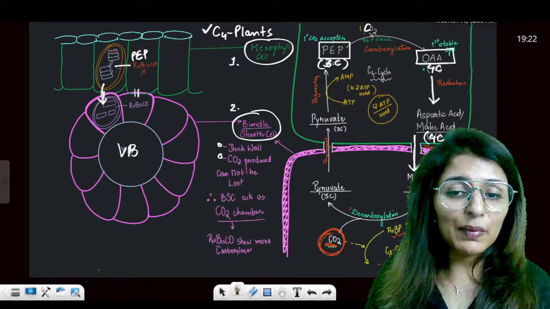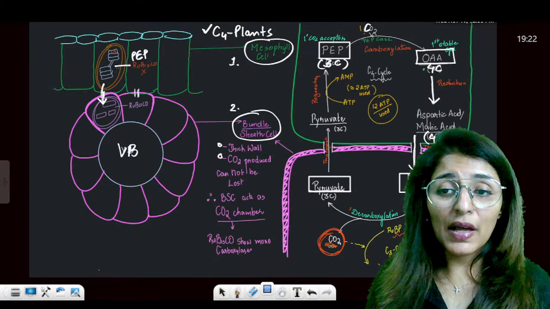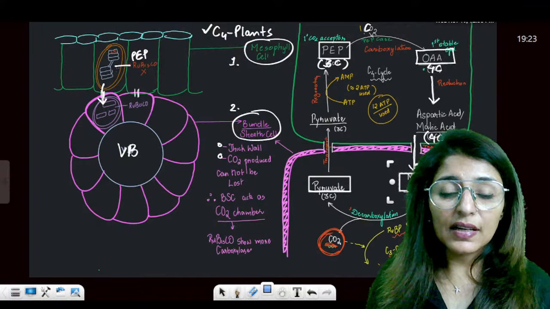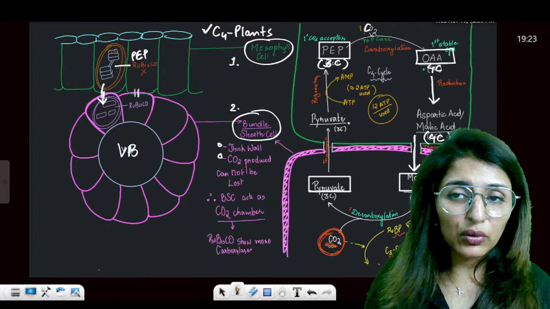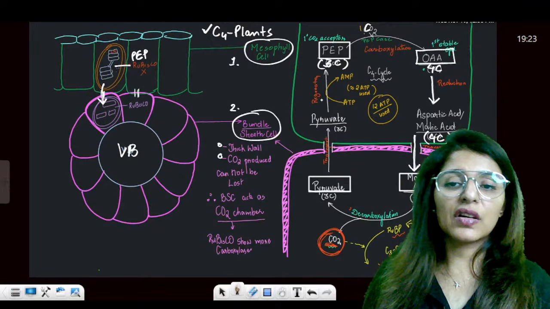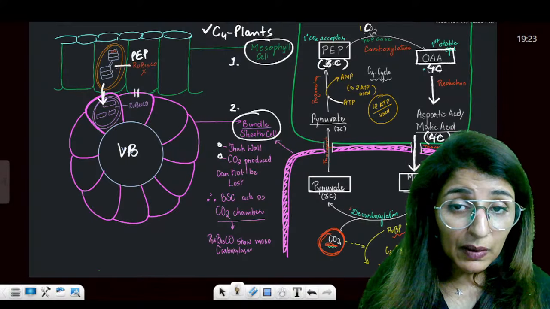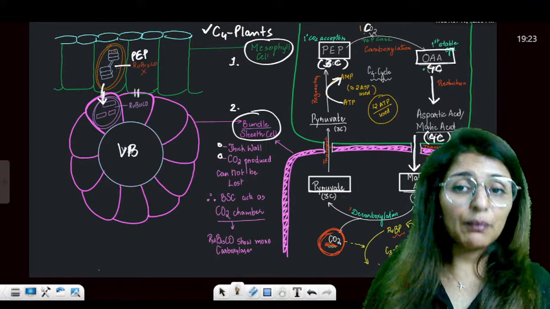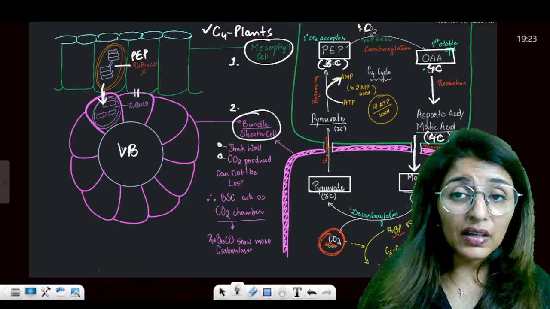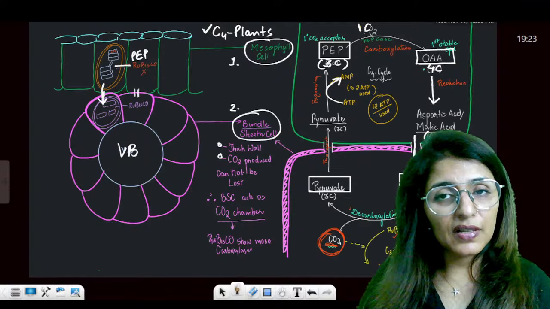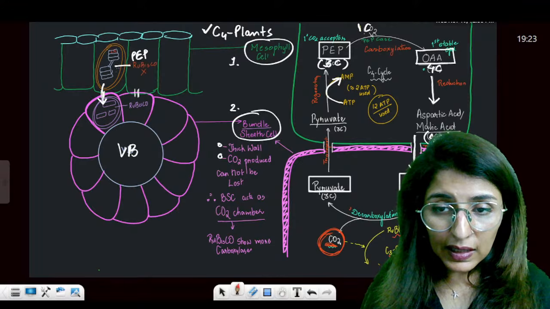So from 4C, it will become a 3-carbon compound, which is pyruvate. So from malic acid, it will form pyruvate. Is that clear? So pyruvate is a 3-carbon compound. This pyruvate goes back into the mesophyll and will help in regeneration of PEP. Is that clear? And during regeneration, one ATP molecule will be converted to one AMP, which is equivalent to 2 ATP molecules. Just understand, this is for one carbon dioxide getting fixed. Are these points clear?